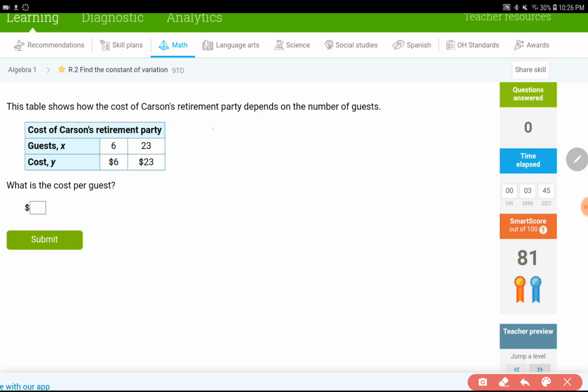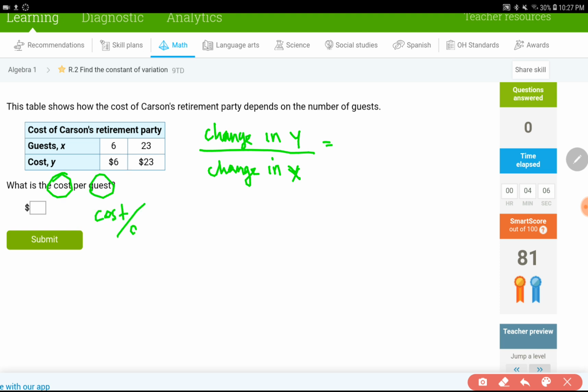Okay, I want to figure out the change in y and divide it by change in x. Change in y, because it says cost per guest, so it's like cost over guest. So cost is y, that goes at the top. That's why it says change in y at the top. And then guests is the number of x, that goes in the bottom. Okay, let's find the change in y. I have two y values. One of them is 6, the other one is 23. Subtract them. $23 minus $6.